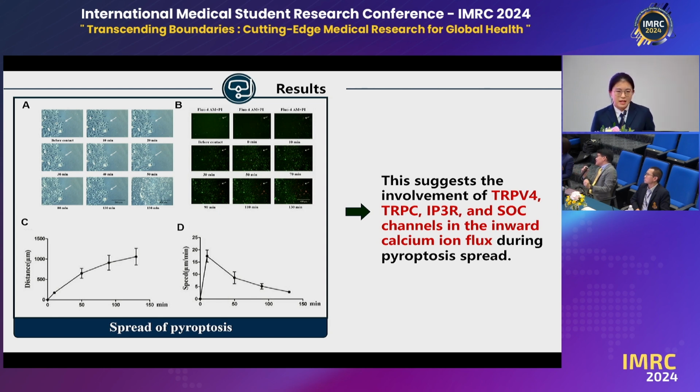Oh yeah, we've detected relevant cation ions that are involved in the spread of pyroptosis. And further, we will conduct more research on the relevant ion channels to explore the mechanism of the pyroptosis spread. Yeah, thank you for your question.